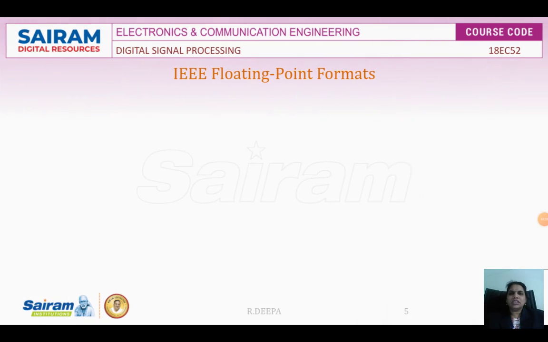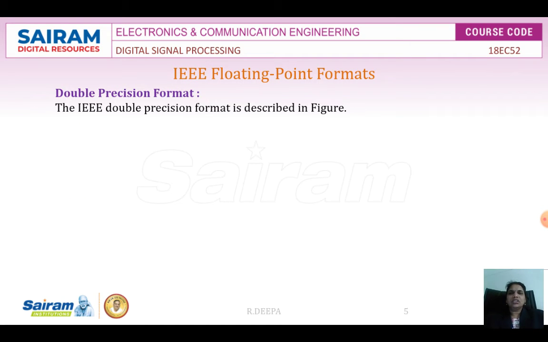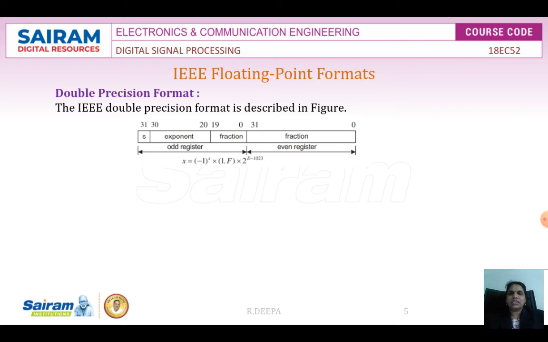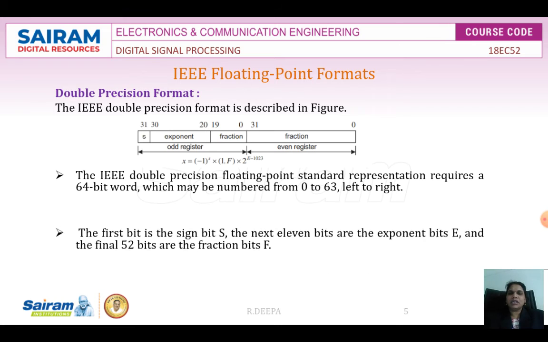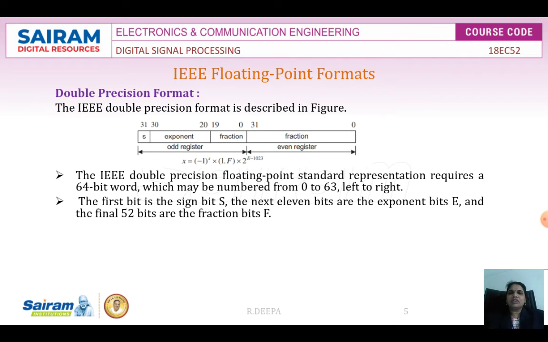So let us concentrate on the next floating point format, which is the double precision format. This double precision format is given here. This format consists of 64 bits, numbered from 0 to 63, from left to right. If you observe the format, it has a sign bit, which is the MSB bit.